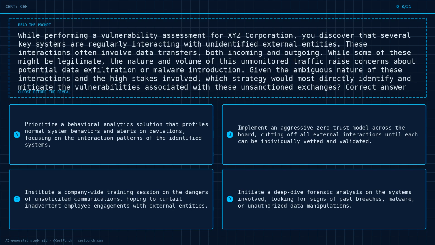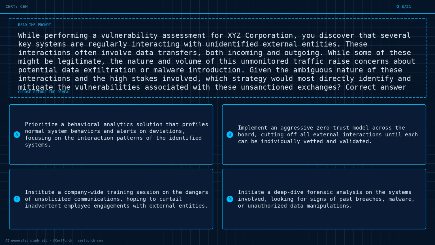Question 3 of 21. While performing a vulnerability assessment for XYZ Corporation, you discovered that several key systems are regularly interacting with unidentified external entities. These interactions often involve data transfers, both incoming and outgoing. While some of these might be legitimate, the nature and volume of this unmonitored traffic raise concerns about potential data exfiltration or malware introduction. Given the ambiguous nature of these interactions and the high stakes involved, which strategy would most directly identify and mitigate the vulnerabilities associated with these unsanctioned exchanges?